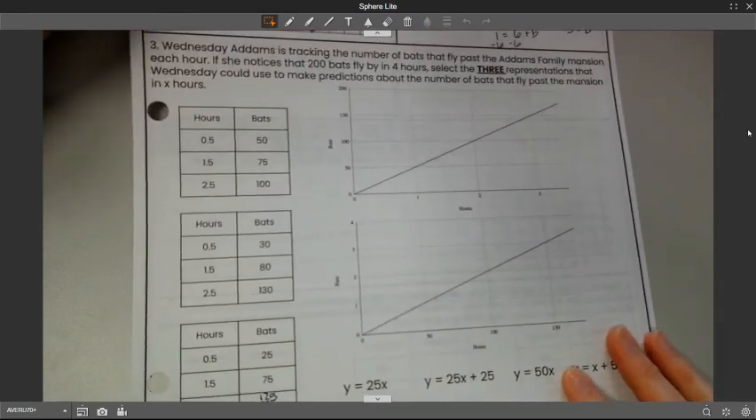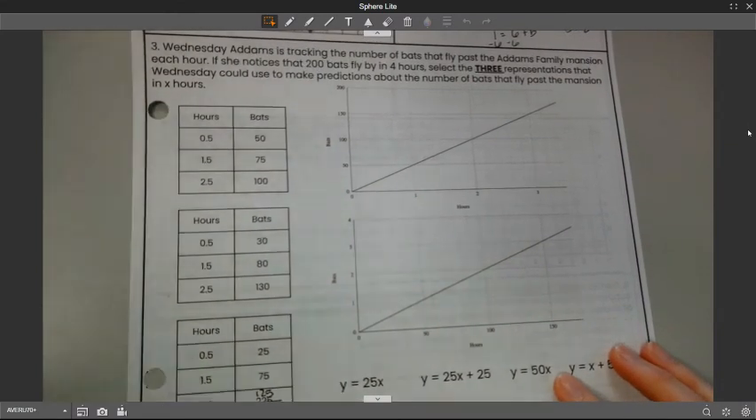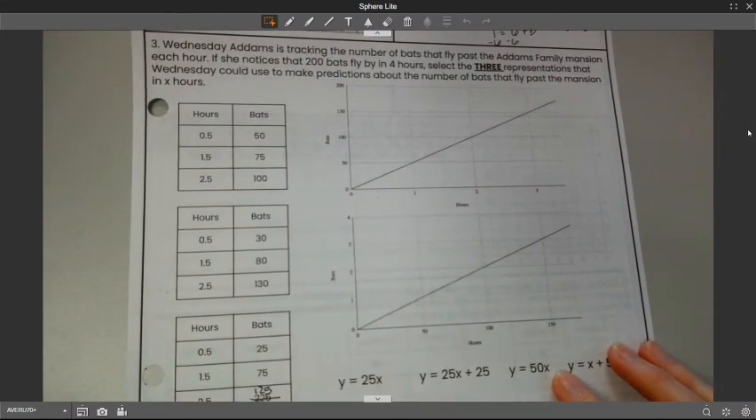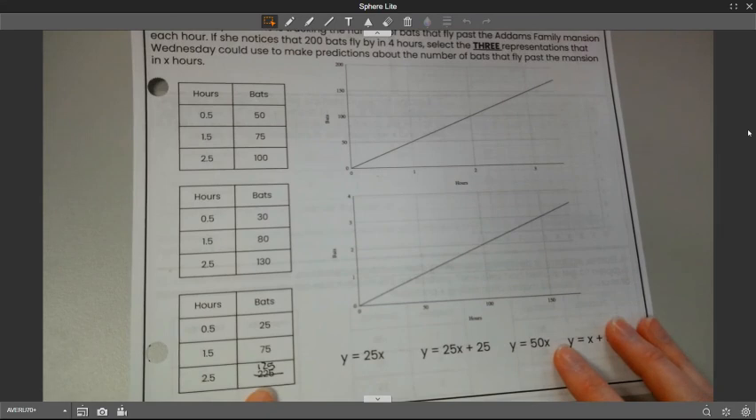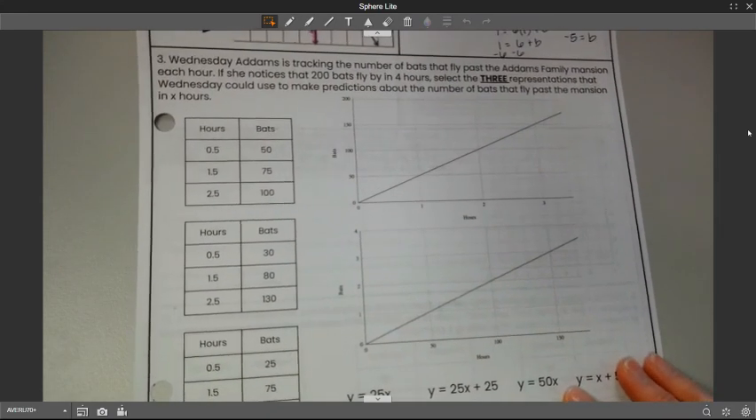So Wednesday Addams is tracking the number of bats that fly past the Addams family mansion each hour. If she notices that 200 bats fly by in 4 hours, select 3 representations that Wednesday could use to make predictions about the number of bats that fly past the mansion in X hours. There is a typo on this. It's down here. It should say 125, not 225.